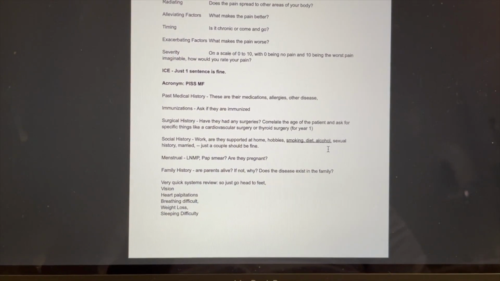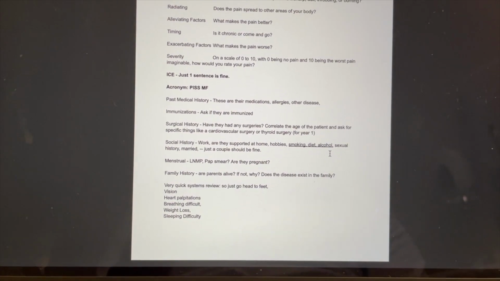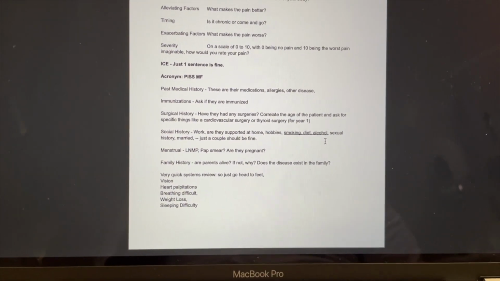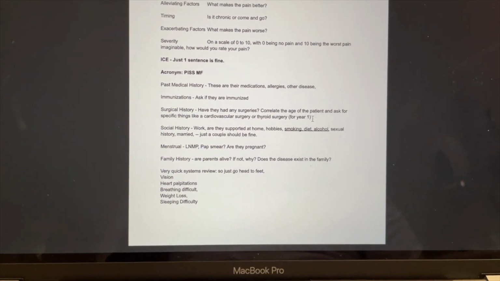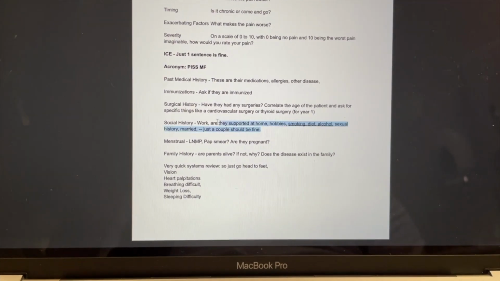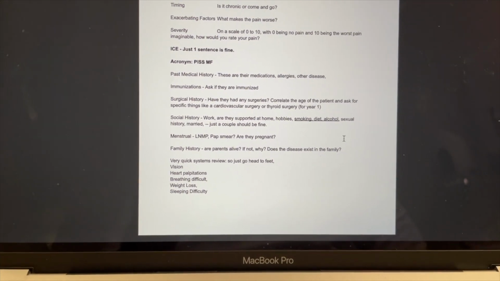And then if they say something like, oh, I have 12 stubbies. Well, what does that mean? 12 stubbies a day, 12 stubbies a week, a month? And then go into detail for alcohol like that. Sexual history, are they married? And honestly, just a couple more of these ones on top of the smoking, diet, alcohol should be fine.